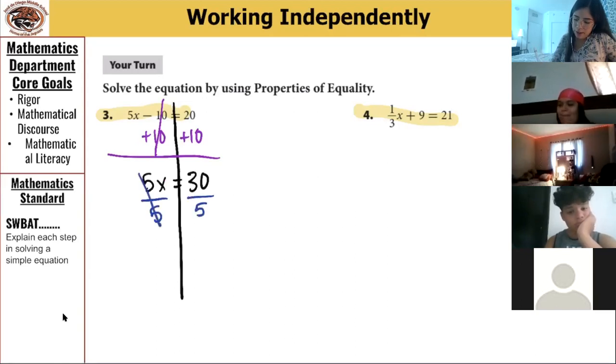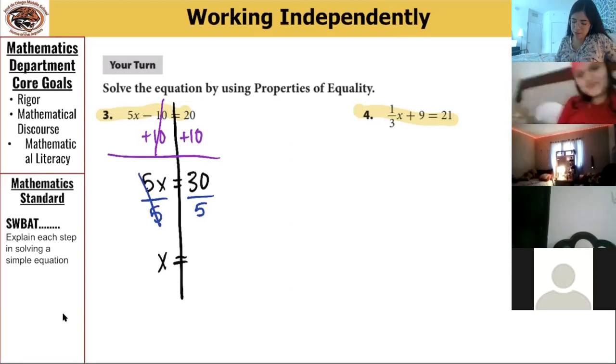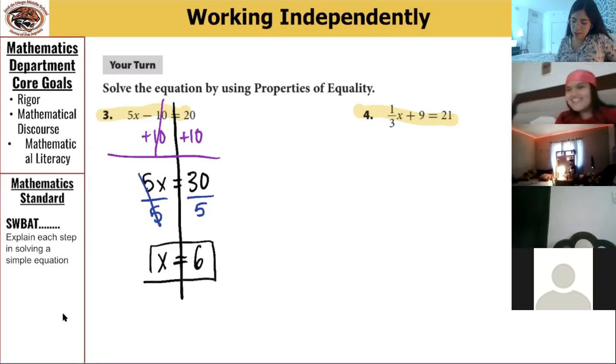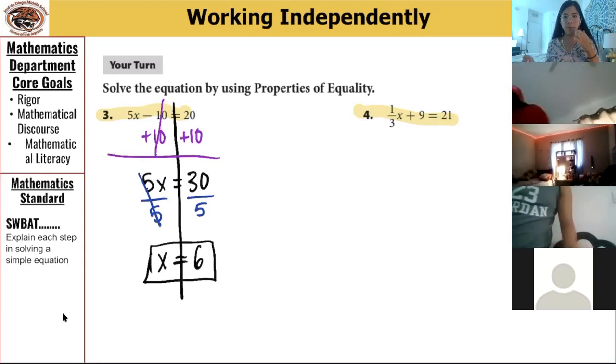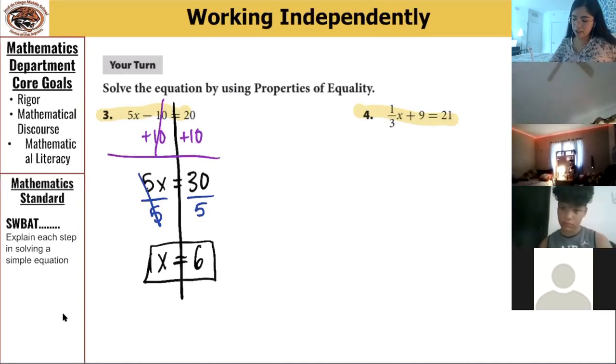That cancels out my 5, and I saw a few people wrote 30 over 5, but when you actually do 30 divided by 5, that gives you 6. So even though it looks like a fraction, you can actually simplify it and get a whole number. So for number 3, the answer was 6. For number 4, I saw a mixture of correct answers and incorrect answers, so I'm going to go through this one a little more slowly.